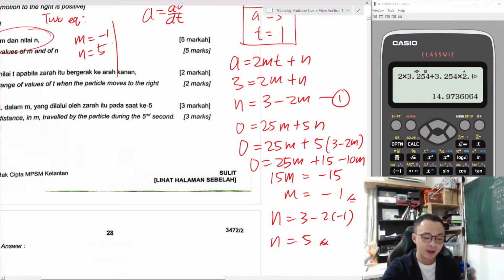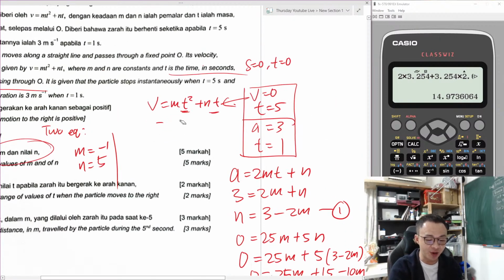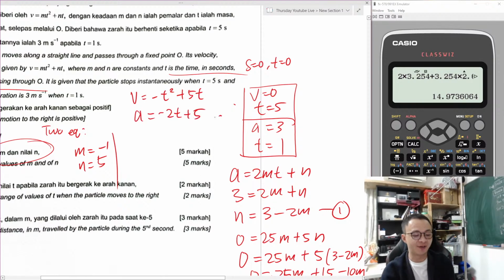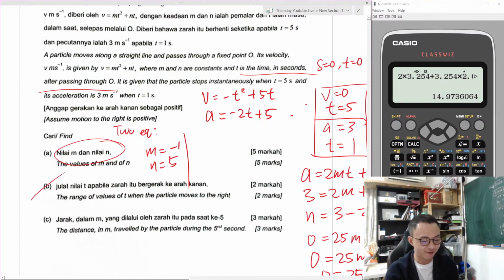Okay, so I sub back into my v equation first. So my v equation will be negative t squared plus 5t. My a equation will be negative 2t plus 5. After I got m and n, I always have the habit to substitute it in.